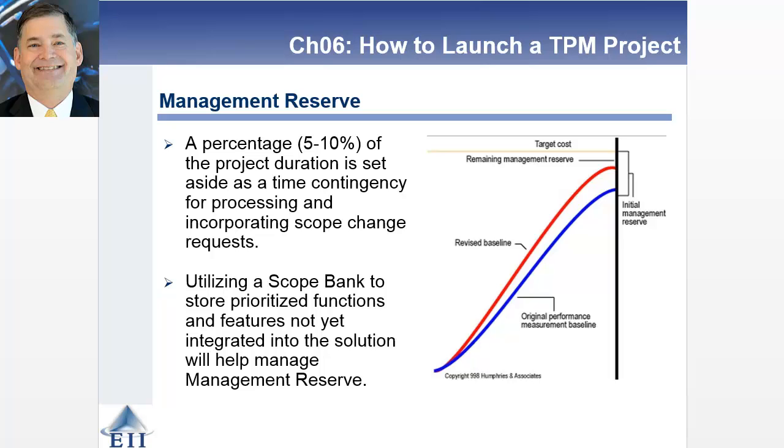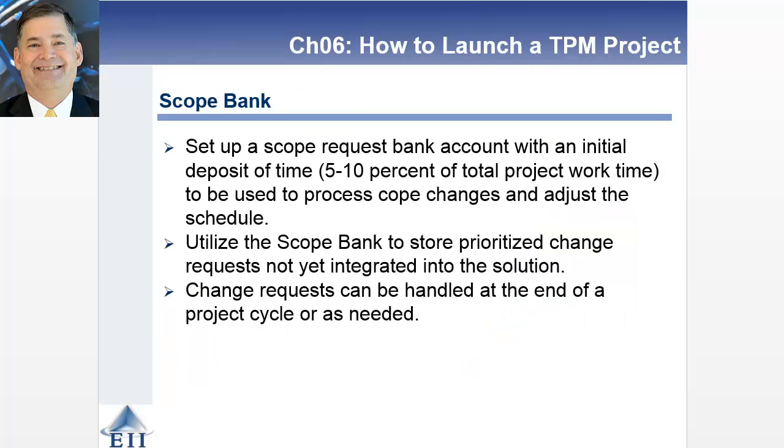Now, a scope bank is a slightly different idea. And the idea behind a scope bank is you're going to use a scope bank to store prioritized function and features that are not integrated into the solution. And you're going to use this idea of a scope bank to let the client control what requests come in and are prioritized. So it's kind of a cool idea.